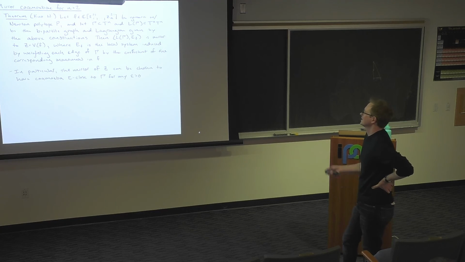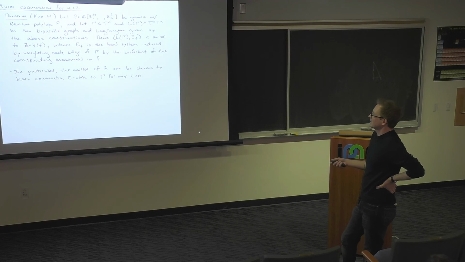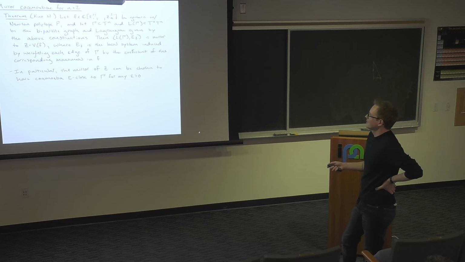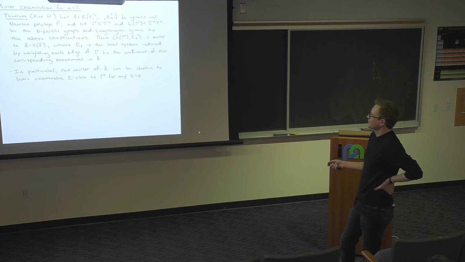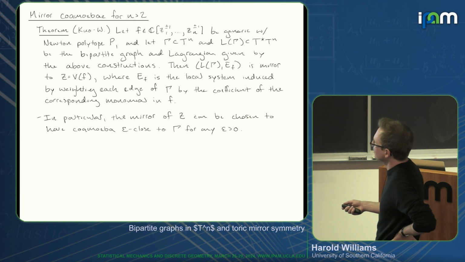Okay, so then the theorem is that this graph does the thing that we wanted to do. We'll pick a generic Laurent polynomial with Newton polytope P, and let gamma and L of gamma be the graph and Lagrangian given by the constructions on the last 2 slides. Because the edges of gamma are given by the lattice points in P, the choice of F defines an edge weighting of this graph gamma. I weight each edge by the coefficient of the corresponding monomial. That now defines a local system on L of gamma, and the claim is that that pair is mirror to our hypersurface Z.